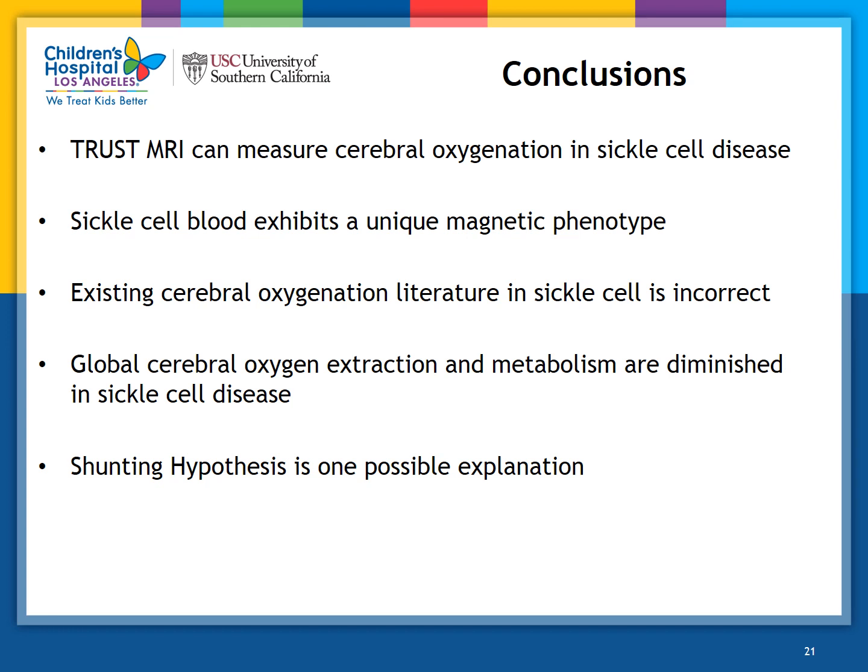So in closing, TRUST MRI can measure cerebral oxygenation in sickle cell disease. Sickle cell blood exhibits a unique magnetic phenotype. Existing cerebral oxygenation literature using bovine models in sickle cell disease is incorrect. Global cerebral oxygen extraction and metabolism are diminished in sickle cell disease, and the shunting hypothesis is one possible explanation.